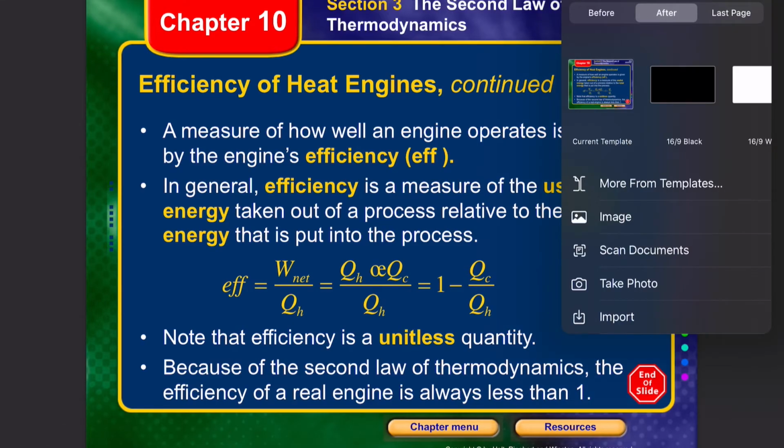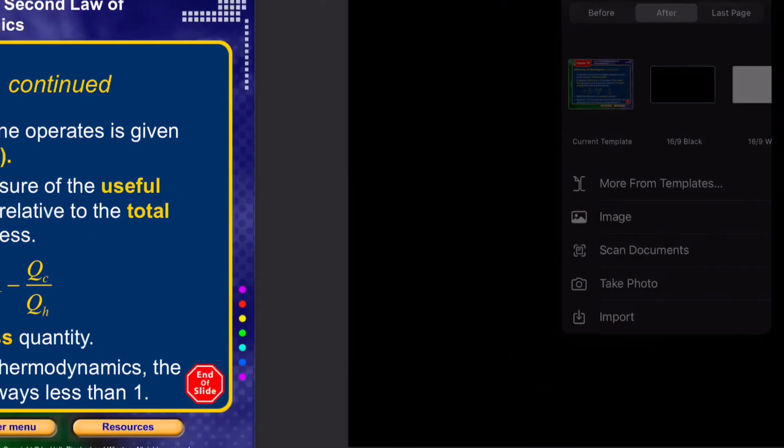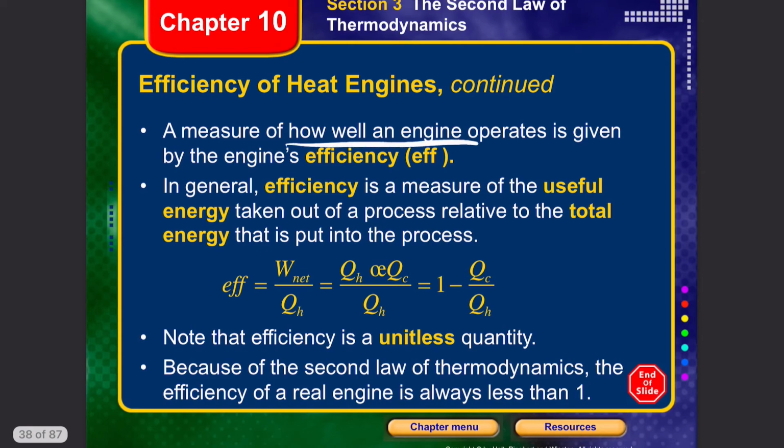So with this comes the topic of efficiency. Efficiency is a measure of how well an engine operates. Now, in general, efficiency is a measure of the useful energy taken out of a process relative to the total energy that is put into the process. So the efficiency is basically output by input.